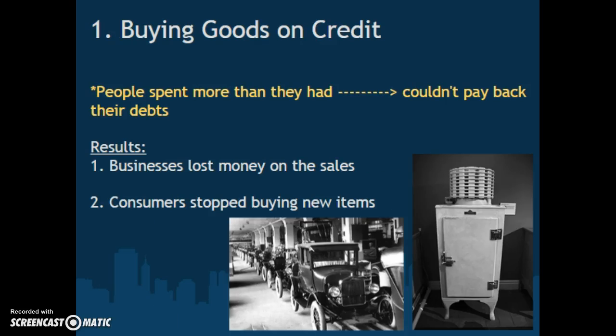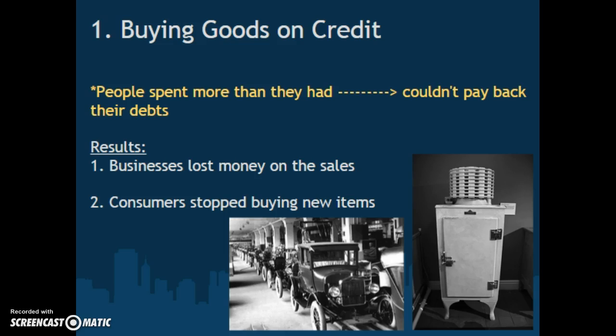The first cause of the Great Depression is buying goods on credit. And I know with your notes you have an acronym called BHOOF. There's no real word I could spell with B-H-O-O-F. So if you can figure it out, please do. But the B is buying goods on credit.